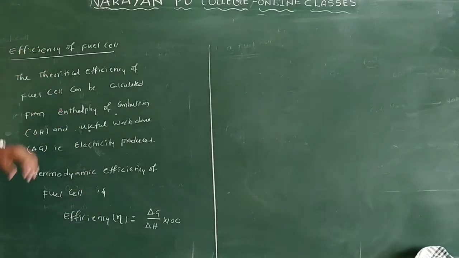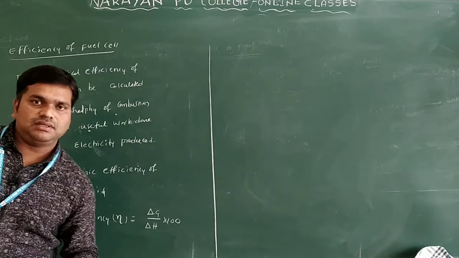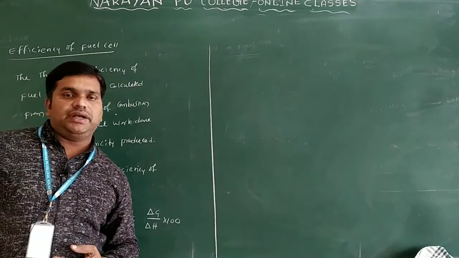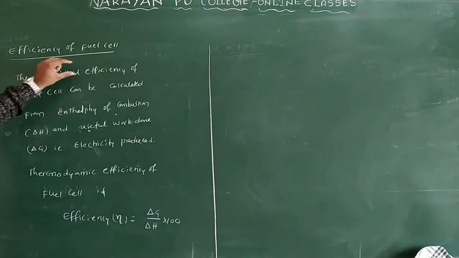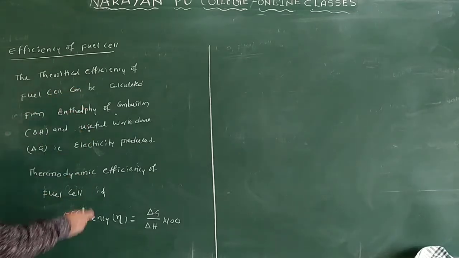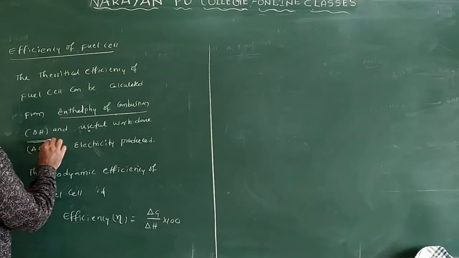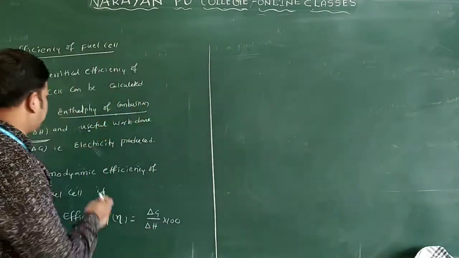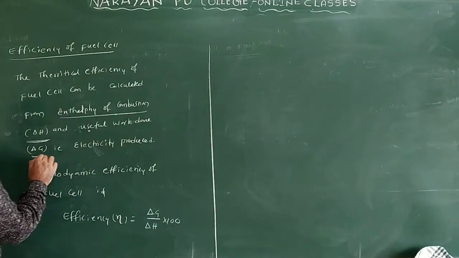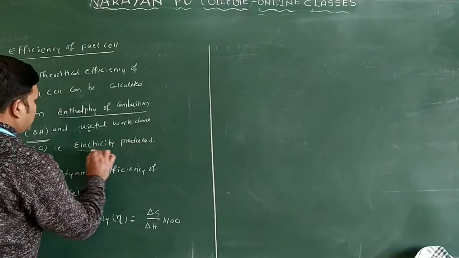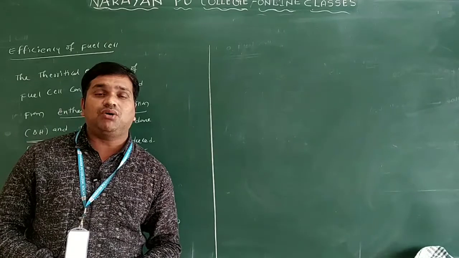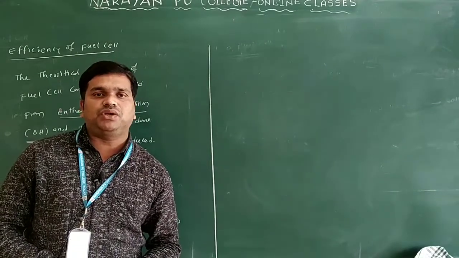So the next concept, efficiency of the fuel cell. We already discussed what the fuel cell is and how it works. Now you can see the theoretical efficiency of the fuel cell can be calculated from delta H and the Gibbs free energy only. The theoretical efficiency of the fuel cell can be calculated from the enthalpy of combustion. Enthalpy of combustion means how much energy is produced in the reaction, delta H, and the useful work done, that is delta G. That means how much electricity can be produced by burning of the fuel, that we have to calculate in the form of efficiency of the fuel cells only.